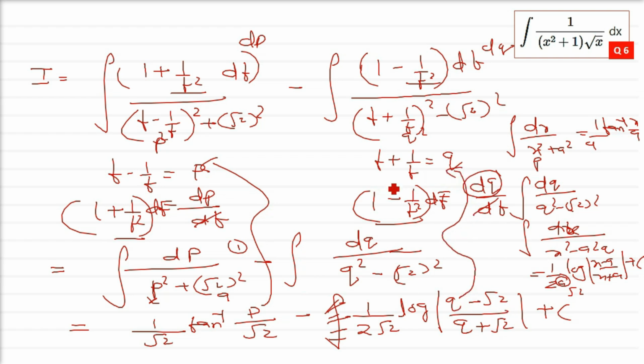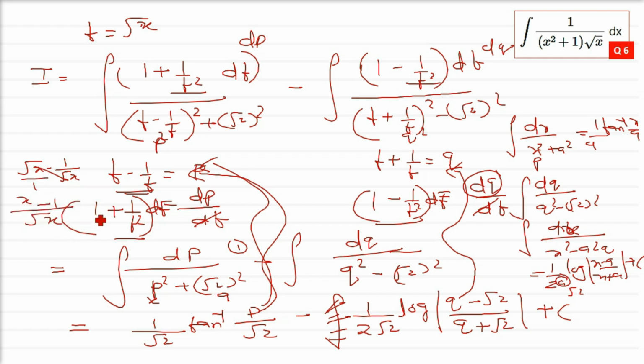But remember t also needs replacement. Initially we took t as under root x. So first p will be replaced by t, and ultimately t will be replaced by under root x. Let's do it here before we write the final answer. t minus 1 by t is root x minus 1 by root x. You can take the LCM. It will be x minus 1 divided by under root x. So this will come in place of p. The final will be x minus 1 here and root x in the denominator. Root 2 is already there.